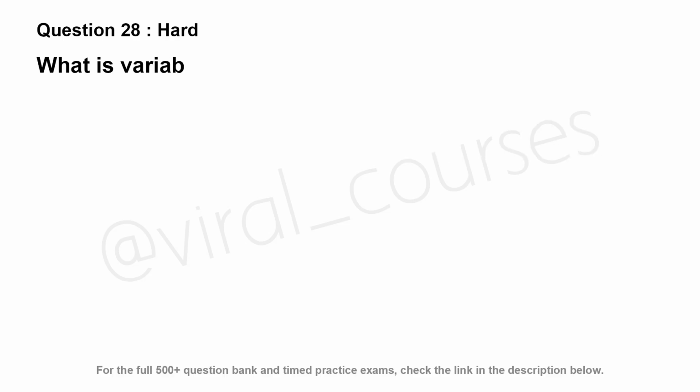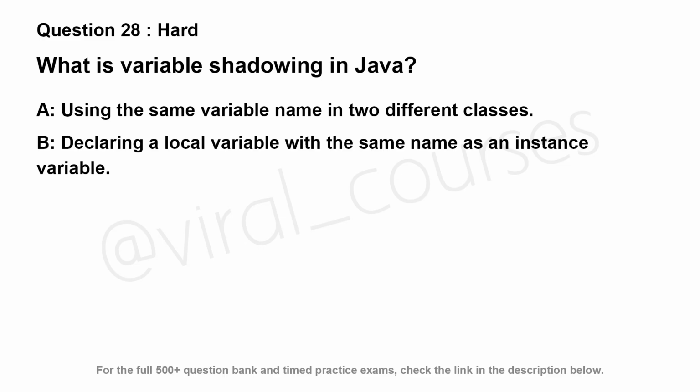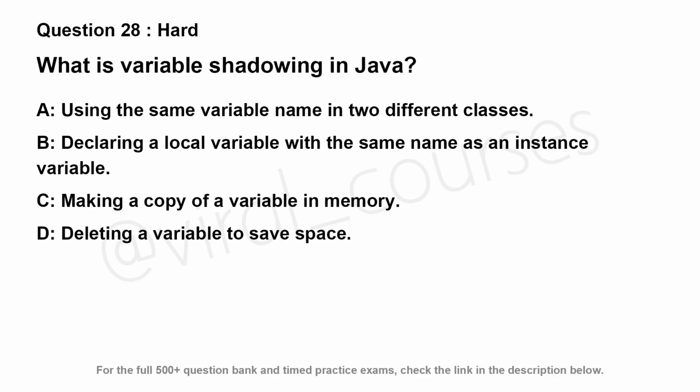What is variable shadowing in Java? Option A. Using the same variable name in two different classes. Option B. Declaring a local variable with the same name as an instance variable. Option C. Making a copy of a variable in memory. Option D. Deleting a variable to save space.